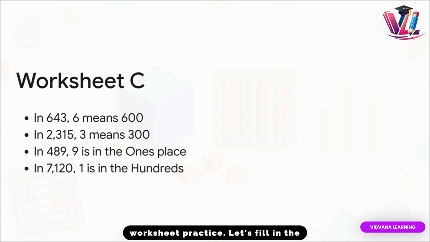All right, final worksheet practice. Let's fill in the blanks. Question 1. In 643, the digit 6 means what? It means 600 because it's 100. Question 2. In 2,315, the digit 3 means, think about it, 300.